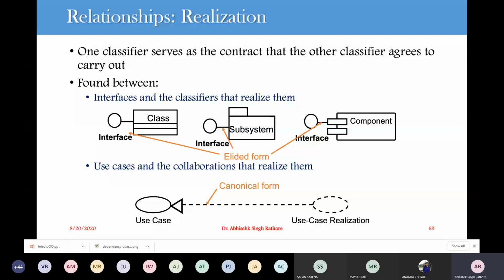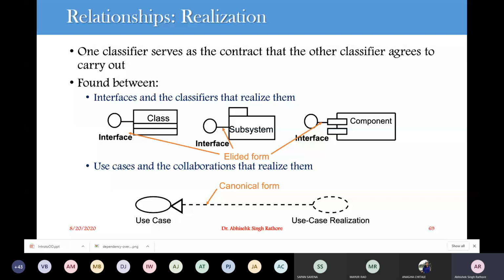First is the elided form or the lollipop form, where we represent this interface as a round circle, while when we go for the canonical form, we can use it in the use case diagram. We'll cover the use case diagram in the second unit. For this use case, it is just a provider or contract provider, while another use case will implement all the functionalities of this use case one. So this is just a realization relationship.